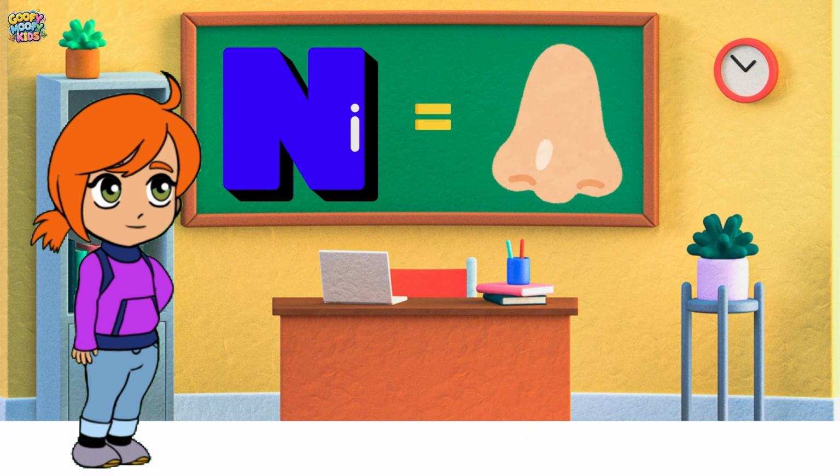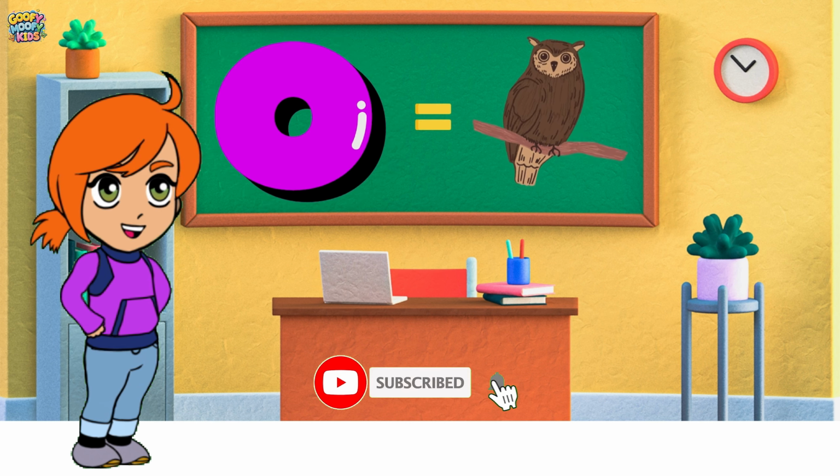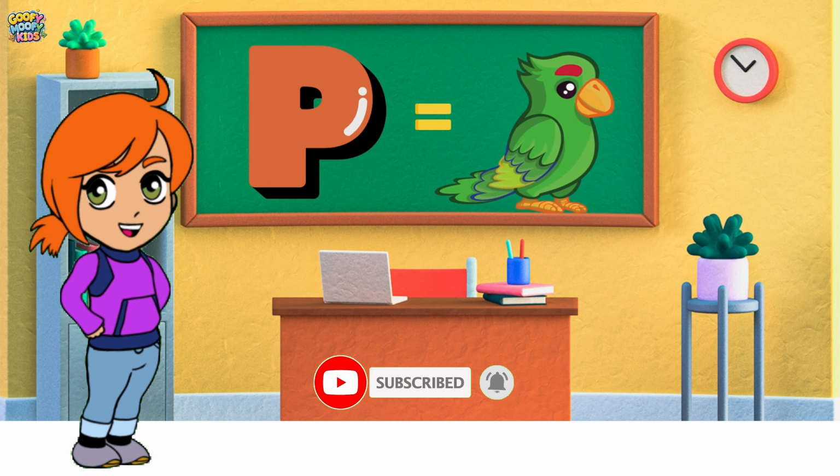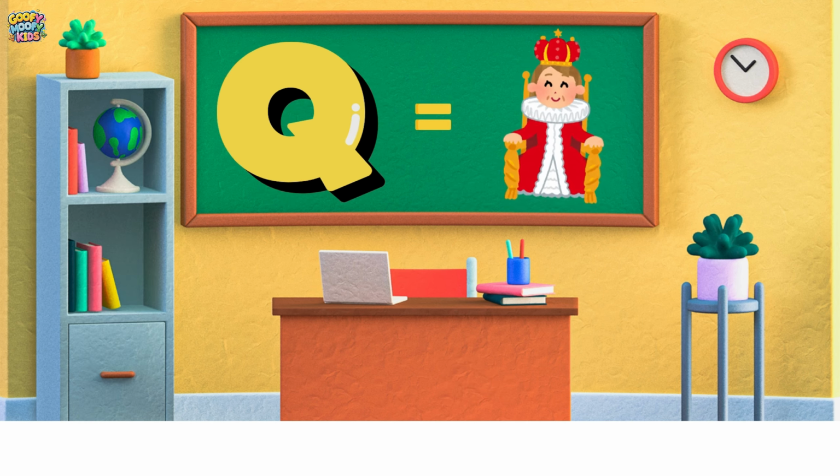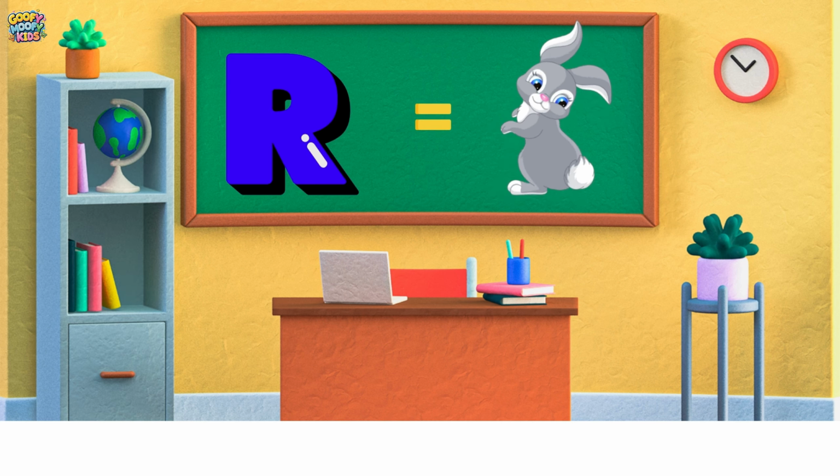N for nose. O for owl. P for parrot. Q for queen. R for rabbit.